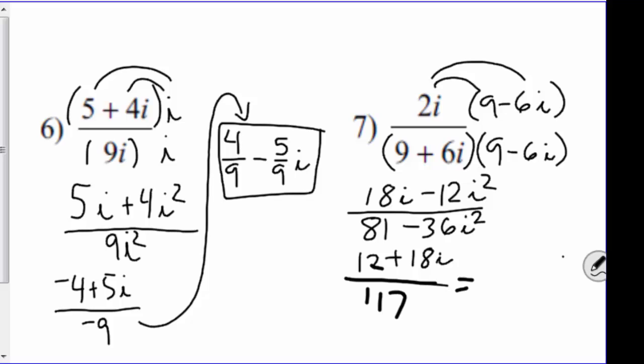So now we want to break it apart. So we have our a and our b value, and then we're going to replace our fractions.